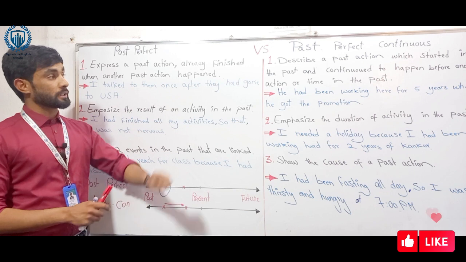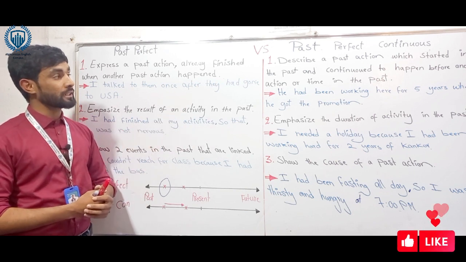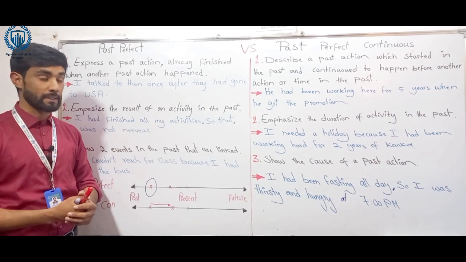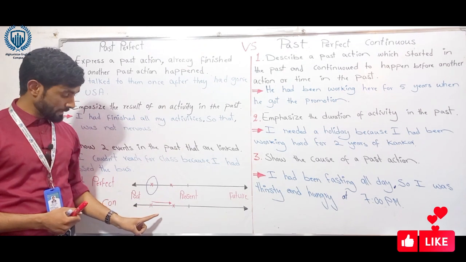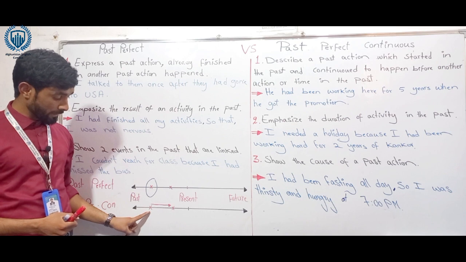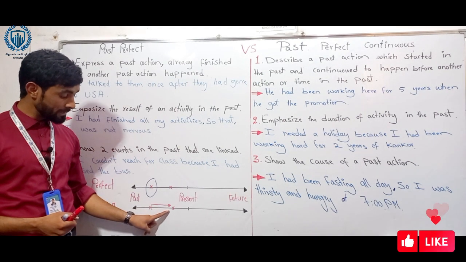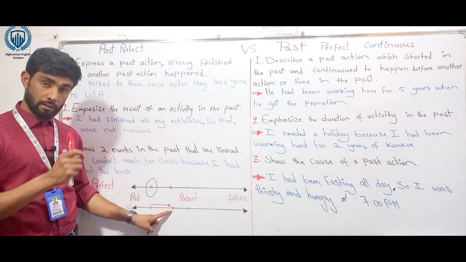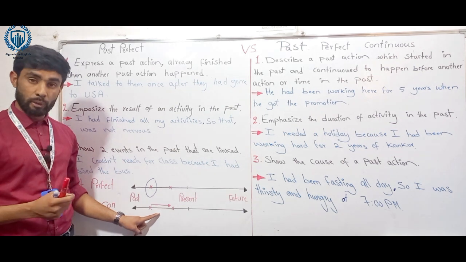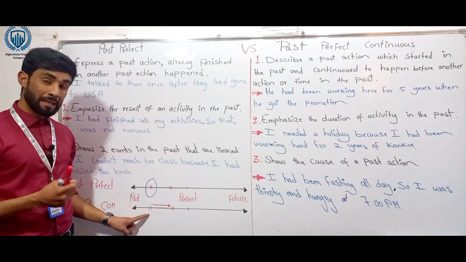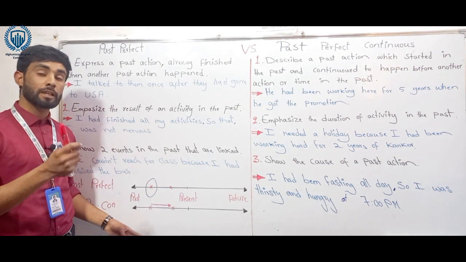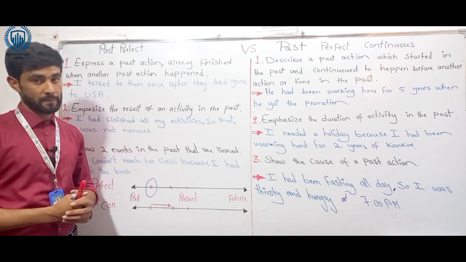Past perfect continuous describes a past action which started in the past and continued to happen before another action or time in the past. If we show that definition on the timeline, an action started in the past, continued in the past, and stopped before getting to the second action. So, in a different way, past perfect continuous emphasizes the duration of an action before a second action happened in the past.